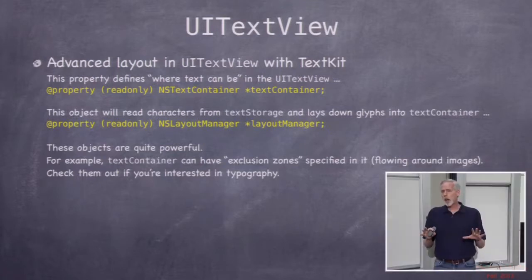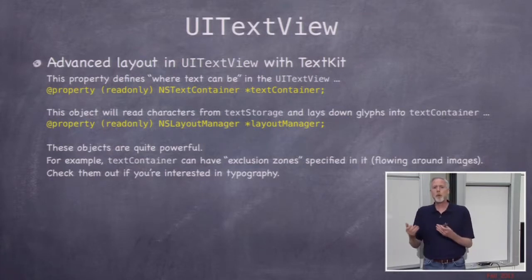So we're not going to talk about that advanced stuff. It's all part of TextKit, which is new for iOS 7. The layout manager is the thing that lays out the glyphs. So it takes all the characters and all the attributes and stuff, and it's laying out the glyphs one by one.